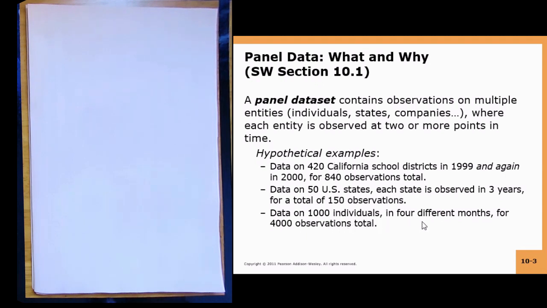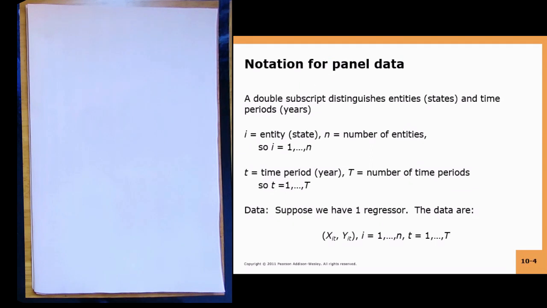So for instance, if you are looking at individuals who are being polled for their opinions, or who have some kind of disease, and you are following them, it's called a cohort study. When you have a cohort of individuals, a specific set of individuals, and you keep going back to them and measuring some variables over time, that would also be known as panel data. So what is the notation for panel data?